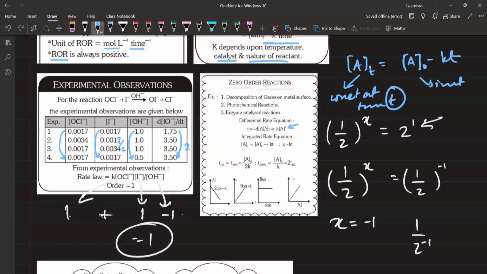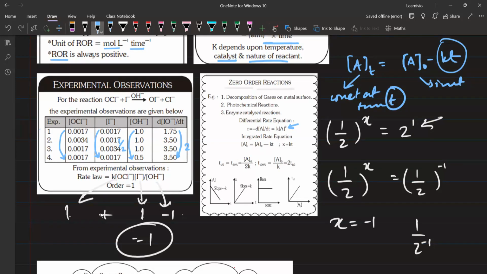So it is, please remember, the remaining concentration. It is not the concentration which has reacted, it is the remaining concentration. Now, if they ask you what is the amount reacted, then you can just calculate Kt. Kt is the amount reacted.